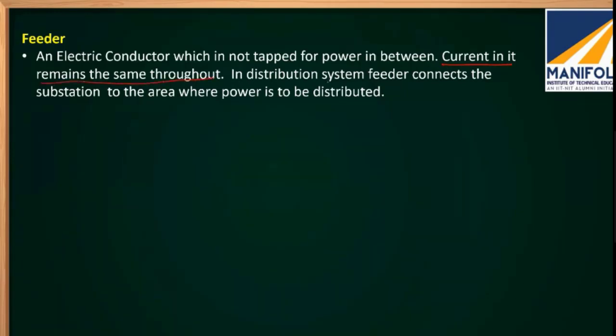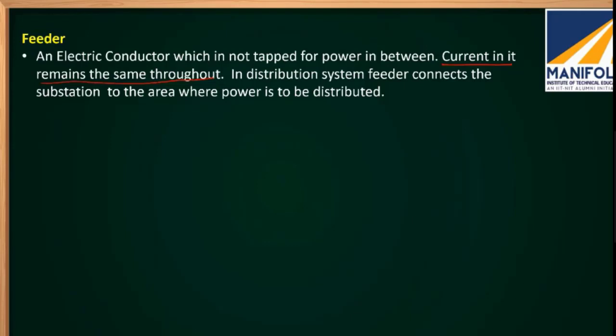So in a distribution system, a feeder connects a substation to the area where power is to be distributed. So remember, a feeder is a transmission conductor which is not tapped in between. So what is constant in the feeder? Current in the feeder is constant.